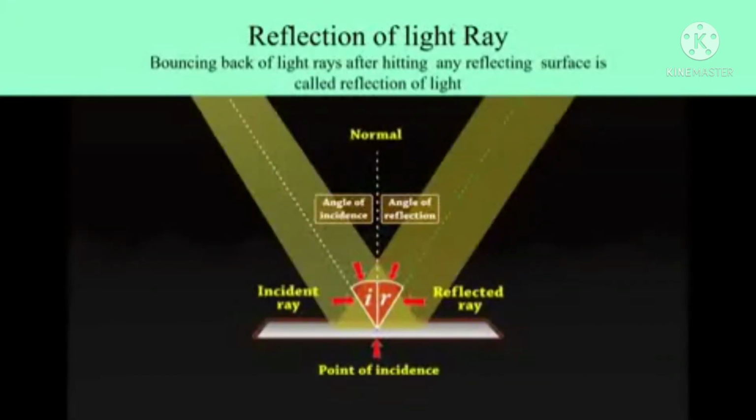Students, listen carefully and see in this diagram that angle of incidence I is the angle between the incident ray and the normal, and it is not between the surface and the normal. Then angle R is the angle of reflection, and it is the angle between the reflected ray and the normal.